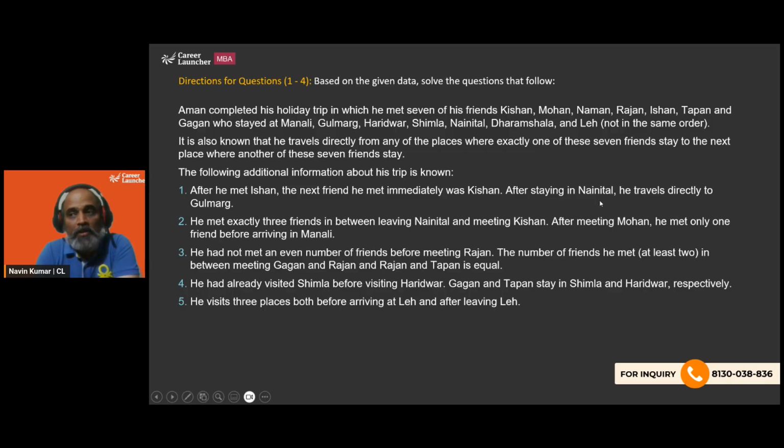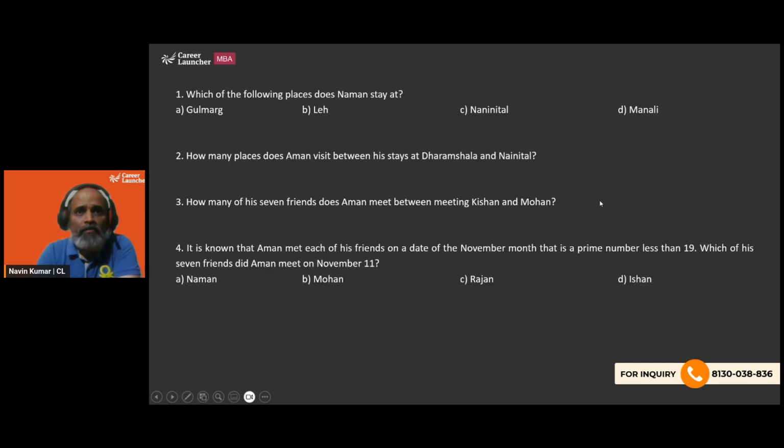Okay, so basically this is more like an arrangement and timeline combo, where the arrangement has to be necessarily as per the given format: Aman meets somebody and then leaves that place for somebody else's place. And this is in a particular series. It follows a certain sequence. Let's look at the questions to have a better idea of what all things we are going to expect.